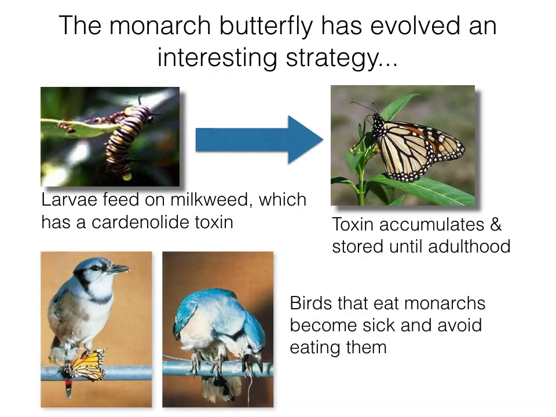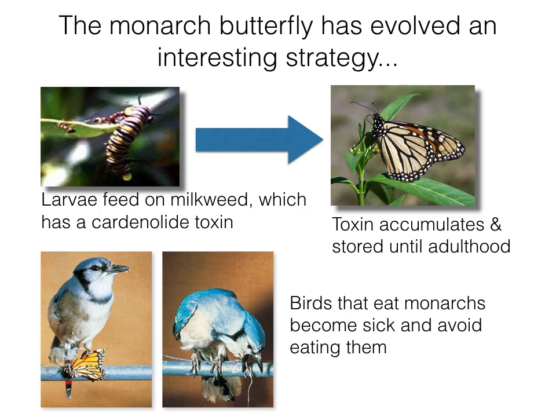So, as I mentioned, one of the susceptible bird species is the blue jay, and in various studies, captive blue jays have been found to be susceptible to these cardenolide toxins. In fact, blue jays that were fed on monarchs containing the cardenolide toxins became sick and exhibited increased vomiting after eating the monarchs.